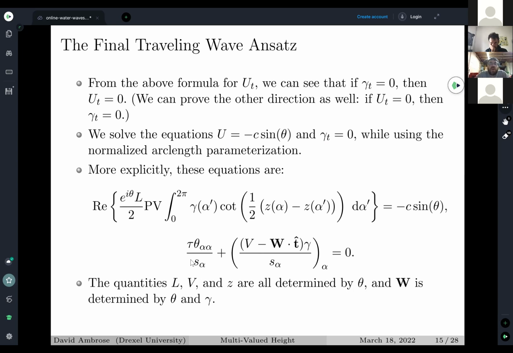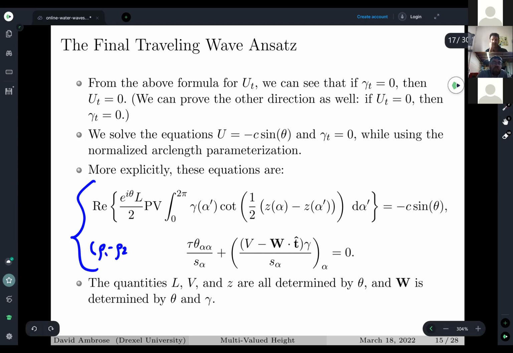And so here are then the equations of the traveling wave ansatz. These two equations make up my traveling wave ansatz. The first is the equation u equals minus c sine theta, where I've written out what u is in terms of the fluid dynamics. And then the second equation is gamma_t equals 0, where I've written out gamma_t in the density matched case. You can add more terms here. You can add rho_1 minus rho_2 times a bunch of stuff and get the non-density matched case. But I'm just showing this in the density matched case for simplicity because it's really a lot of terms.